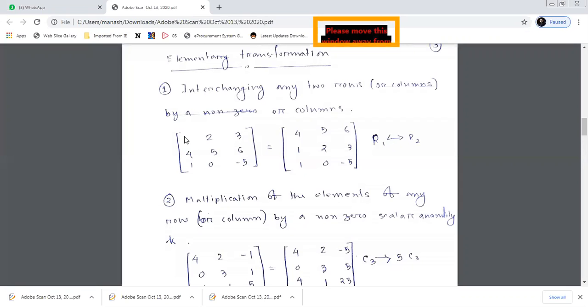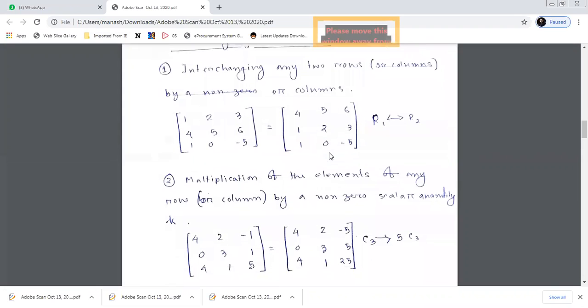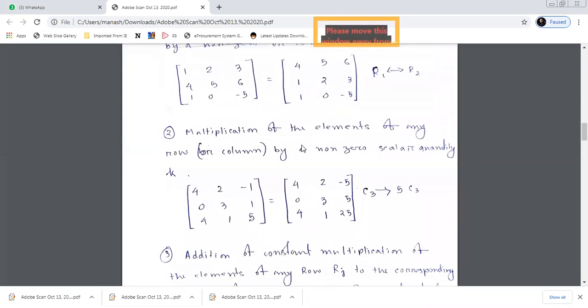That means in place of row 1, what is row 1? 1, 2, 3. We are going to put row 2, 4, 5, 6. Again, in place of row 2, we put row 1, 1, 2, 3. Okay, so this is the first property. We can interchange any two rows or any two columns. Clear?